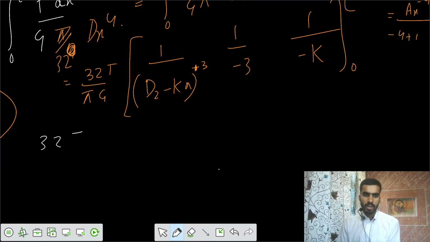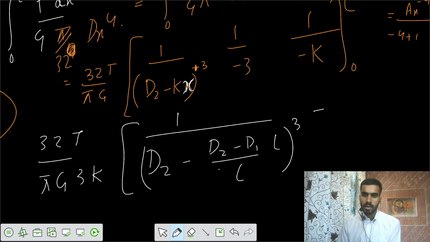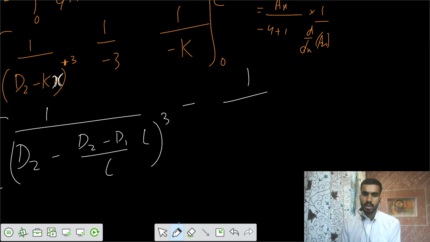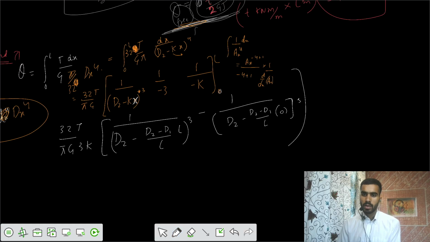So I get a value of 32 T by pi G, and you have a value of 3k downwards. You substitute the value of D2 minus kx in this way: 1 by (D2 minus (D1 by L) into x), where x you keep as L for the upper limit, minus the lower limit, 1 by (D2 minus (D1 by L) of x), where the value of x here is 0, whole cube. So you have this equation now.